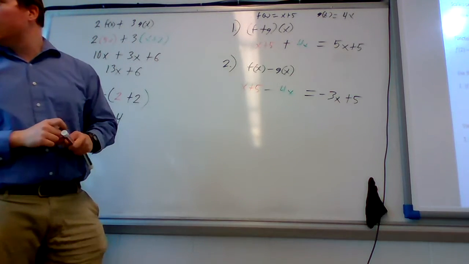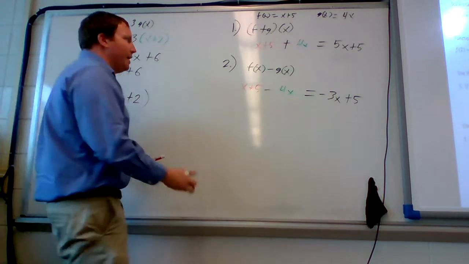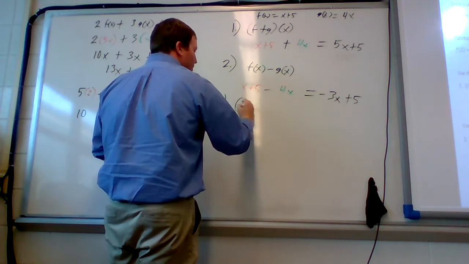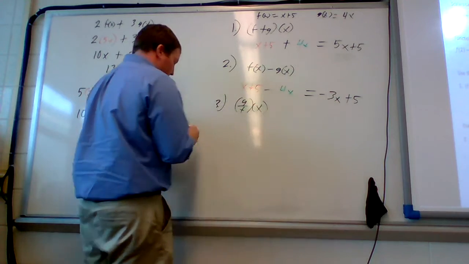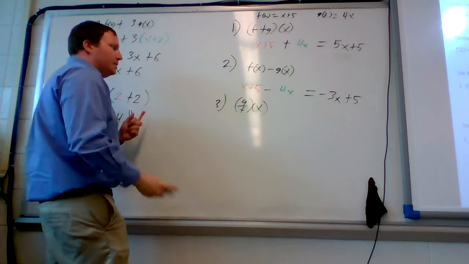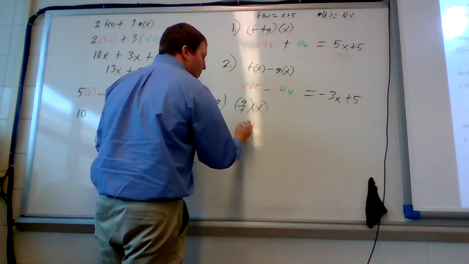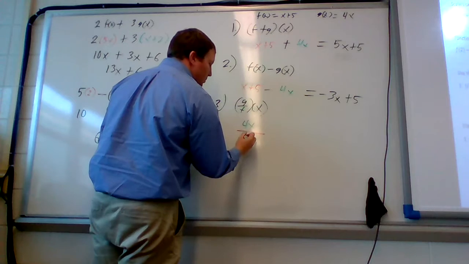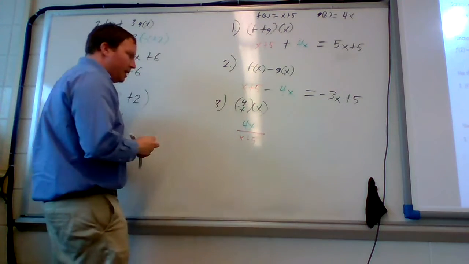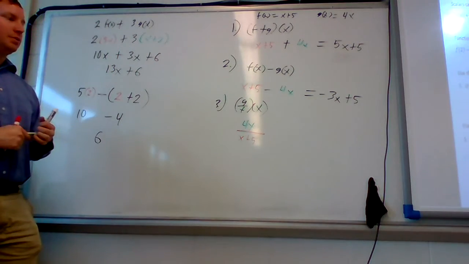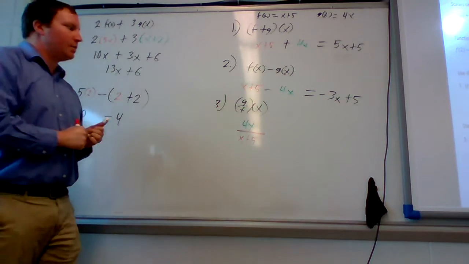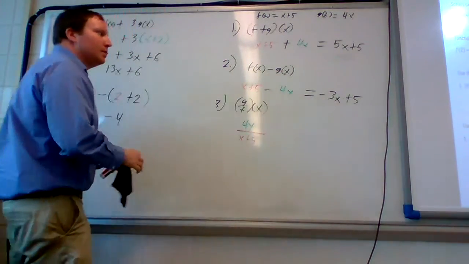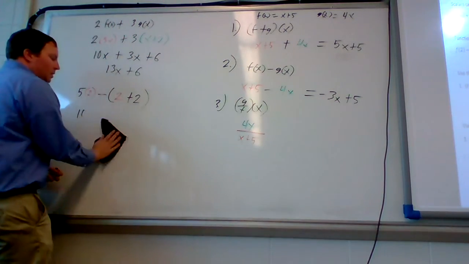And then our last one, we've got g divided by f of x. So the function g of x, 4x, divided by f of x, which is just x plus 5. We can't reduce those any. Okay, so that would be our answer for number 3. Any questions on doing that ourselves?